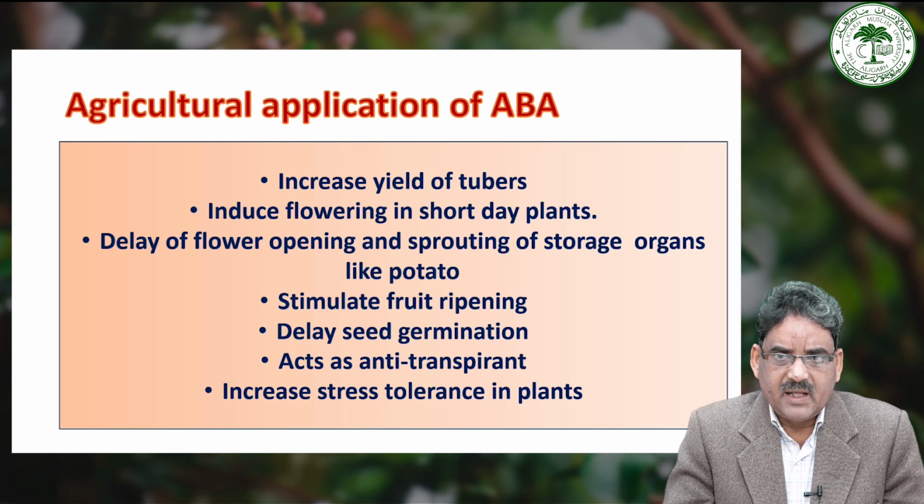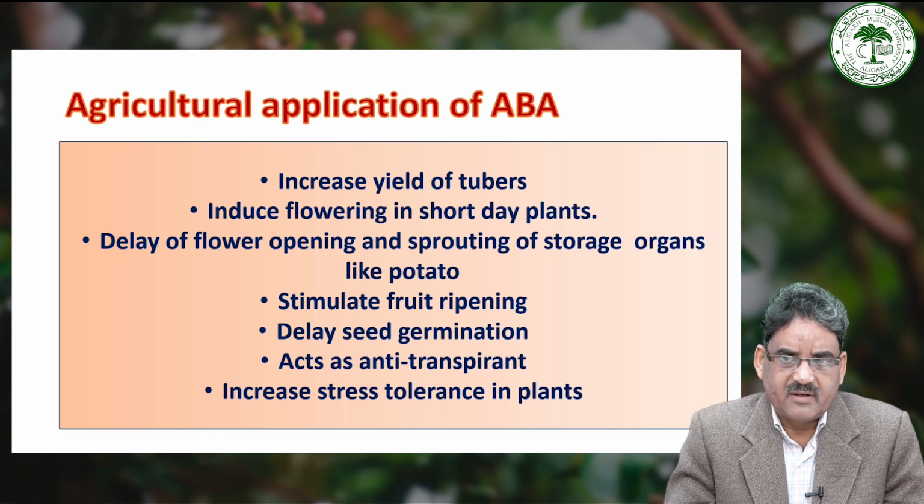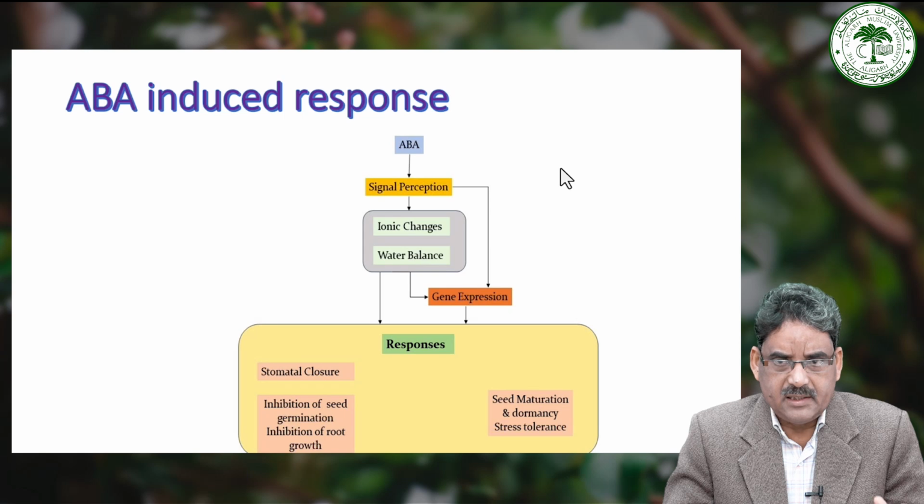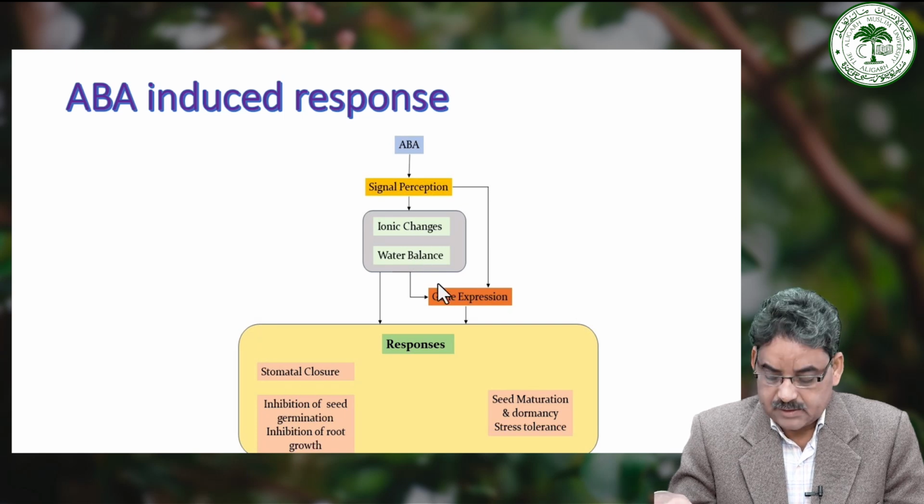As from the figure, it is evident that abscisic acid initiates a signaling pathway for alteration in ion concentration, water equilibrium, as well as ionic changes. The initiation of gene expression ultimately leads to the closing of stomata and the inhibition of seed germination as well as growth, which further leads to stress tolerance.